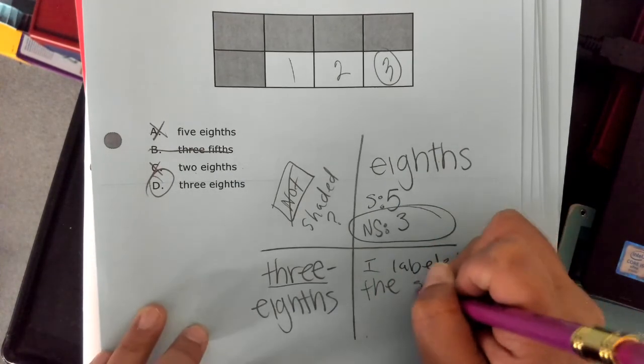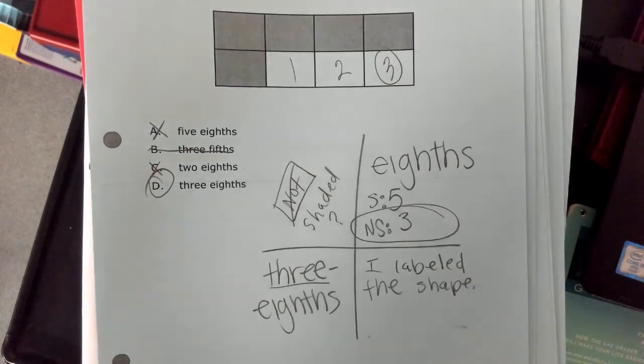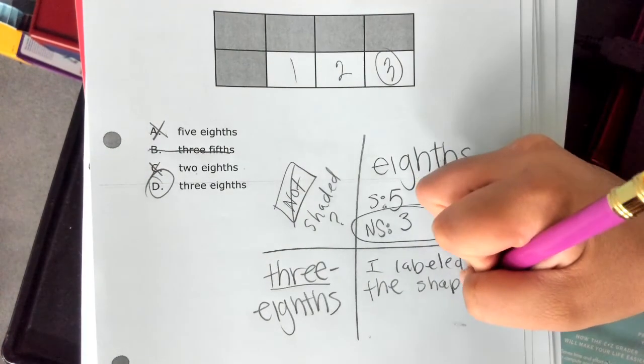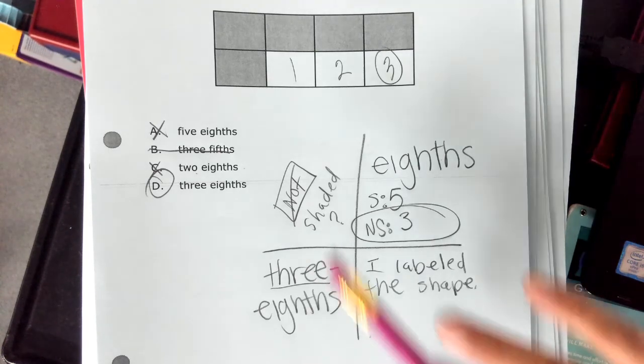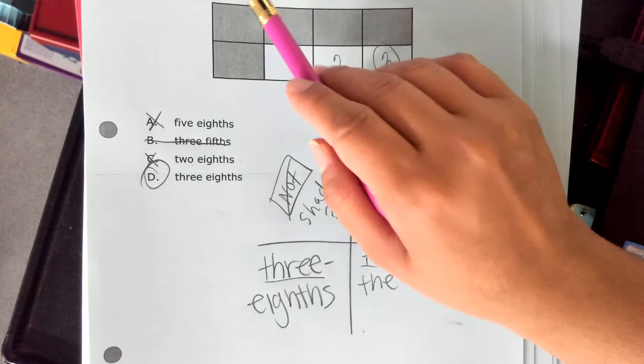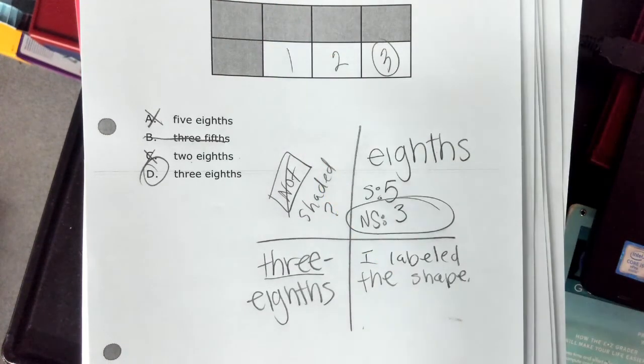I labeled the shape. Some kids ask me, could I say I labeled the not shaded? I labeled the eighths. I labeled the fraction pieces. All of those are okay. For this problem, they told us that she drew a rectangle. A rectangle is a shape, so I just put I labeled the shape.